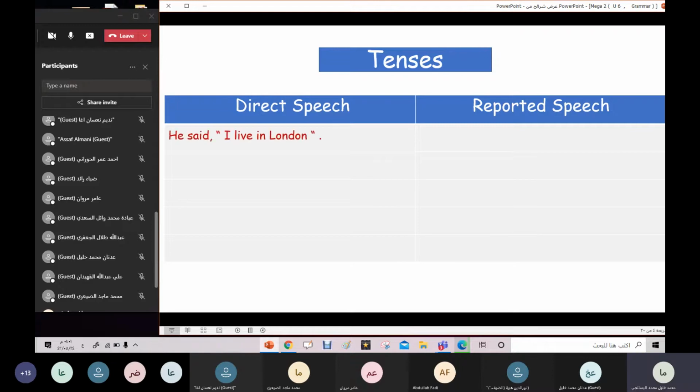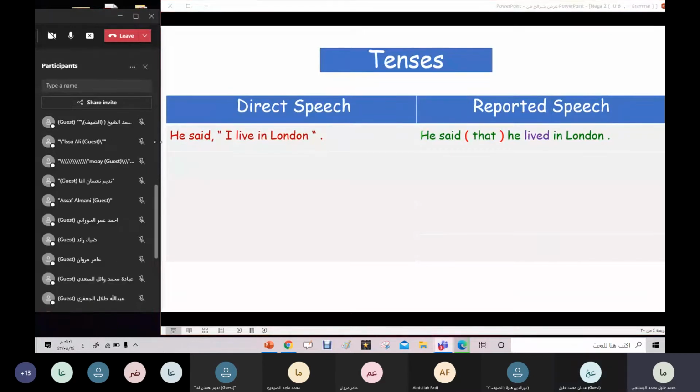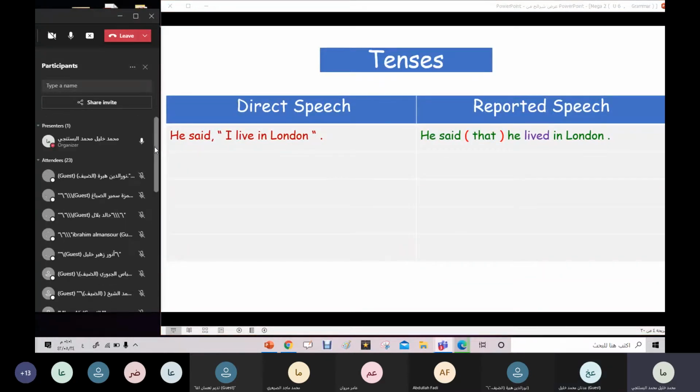Look at the sentence. He said, I live in London. Now, if I ask you, what did he say? You will report his speech. He said that he lived in London. Now, what did we do here? We change the present to past. Good. So here we have the first thing that we have to take into consideration, the tenses. Simple present changes into simple past.